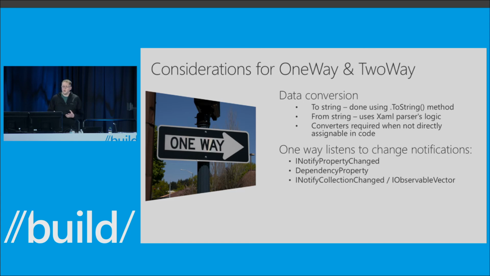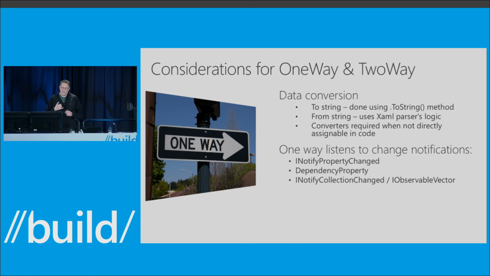For one-way and two-way bindings, we listen to change notifications if it's a property and supports INotifyPropertyChanged, so its parent class implements that, or if it's a dependency property. One of the pieces of infrastructure we've added in Windows 10 is a new API that you can register on an object dependency property pair for change notifications on any dependency property. It's not just limited to ones that you define. I can go register for the text block text or whatever, and that's basically how we do two-way binding as well.